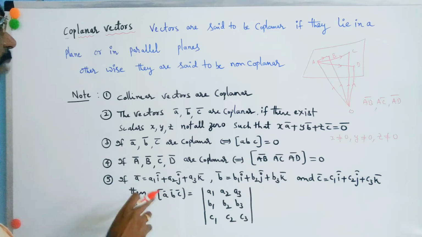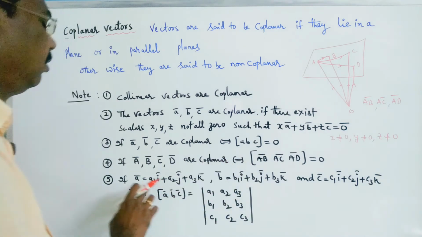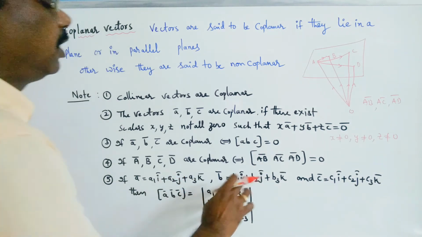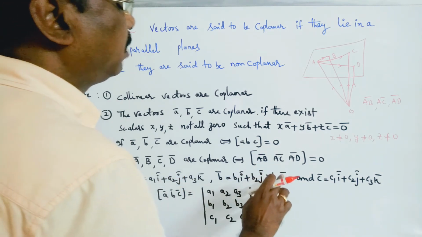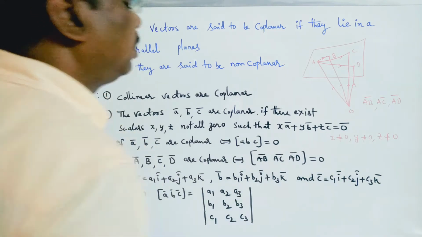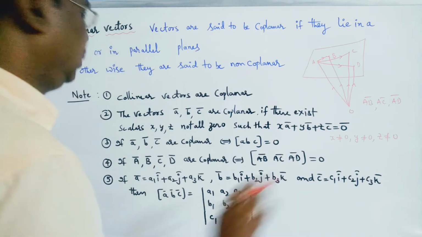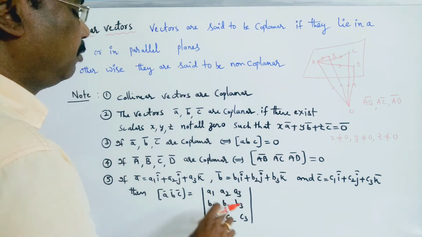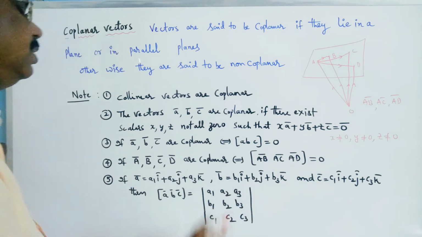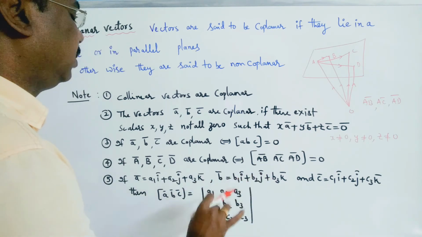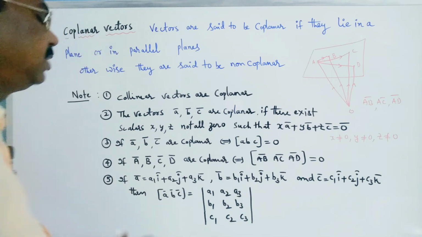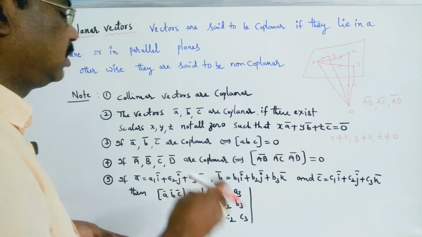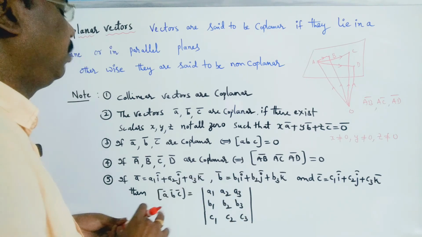Box ABC means suppose three vectors are given: A bar equal to A1 I bar plus A2 J bar plus A3 K bar, B bar equal to B1 I bar plus B2 J bar plus B3 K bar, C bar equal to C1 I bar plus C2 J bar plus C3 K bar. Then box ABC equal to the determinant of A1, A2, A3, B1, B2, B3, C1, C2, C3. Now find the determinant; equal to 0 means A bar, B bar, C bar are coplanar. Otherwise, given vectors are non-coplanar.